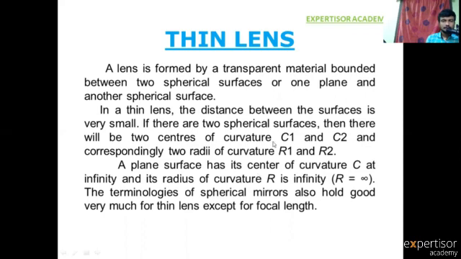The center of curvature is nothing but the center of the spherical surface. The radius of curvature is nothing but the distance between the optic center of the lens and the center of curvature. A plane surface has its center of curvature C at infinity, and its radius of curvature is infinite. The terminologies of spherical mirrors also hold good for thin lenses, except for focal length.